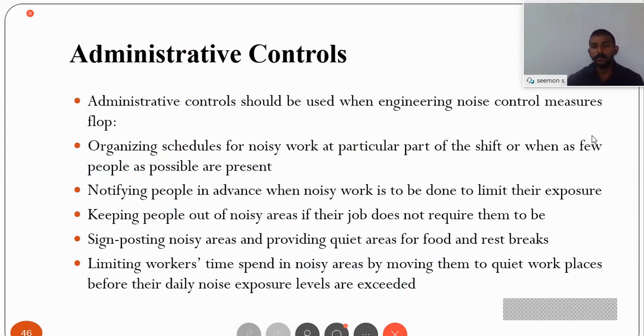There is already exposure to higher noise in industries. So what we are planning here is, for the workers who are going in, we make a correct schedule for them.